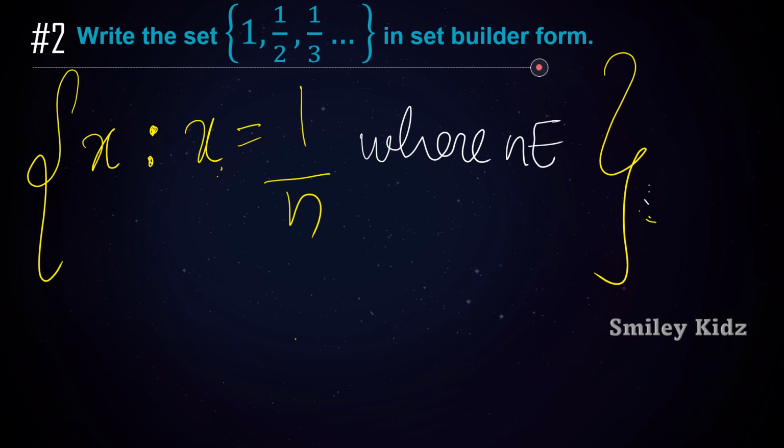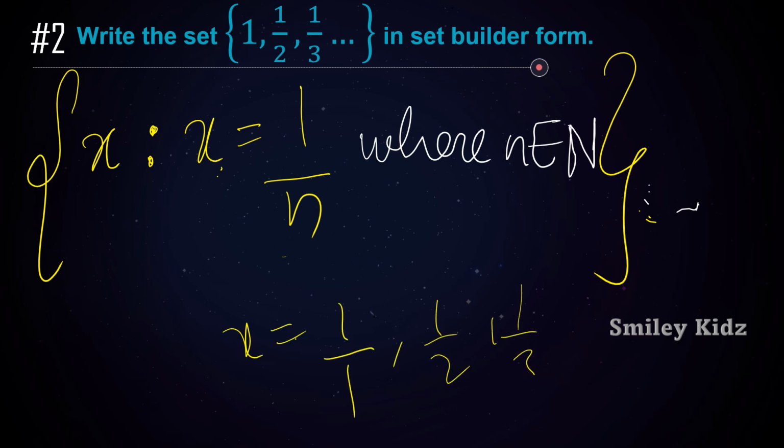N belongs to natural numbers. That is, in place of n, the set machine will put 1 by 1, 1 by 2, 1 by 3 and so on. That is what the set is over here. Alright, now in this way you build on a roster form to the set builder form.